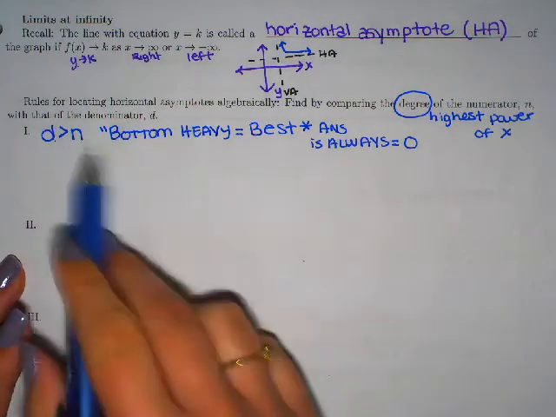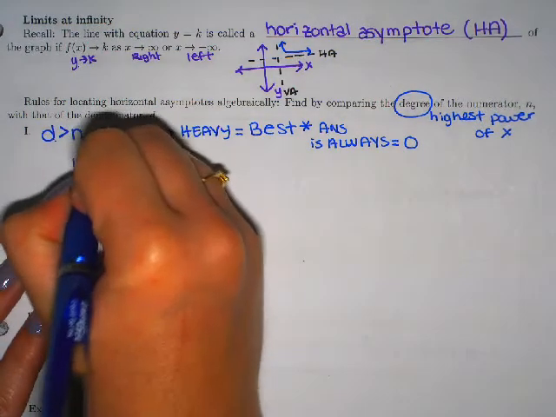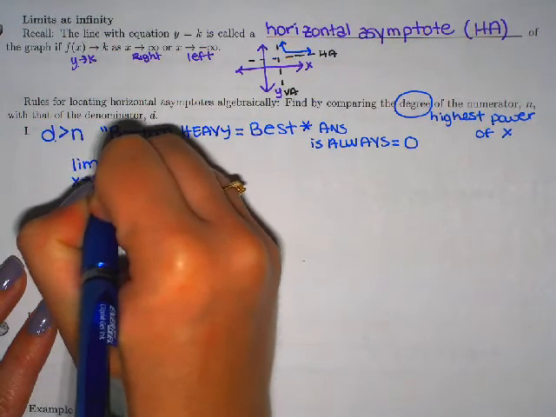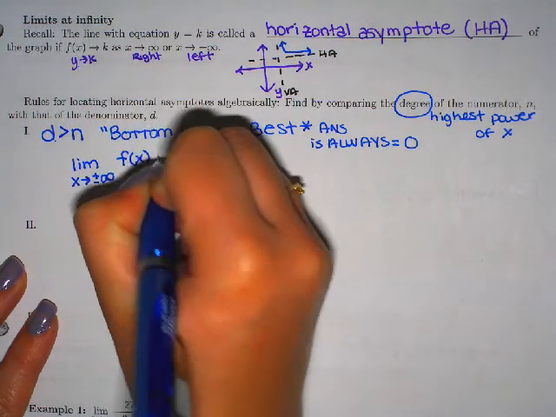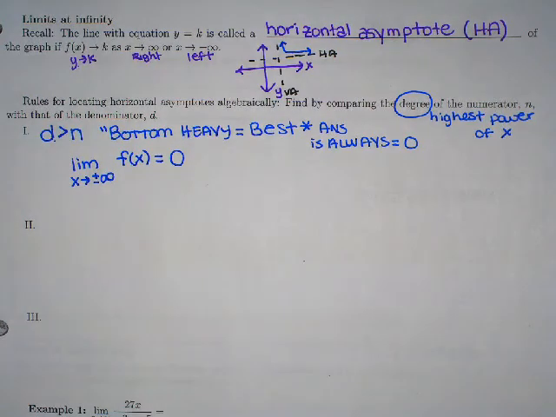So how are we going to see this in function notation or in calculus notation? Because this is from algebra. In calculus, what we would see is that the limit as x goes to, and it doesn't matter which one, it could be positive infinity or negative infinity, as x goes to the left or to the right of the function, the graph approaches 0. As long as it's bottom heavy, the answer is always 0.